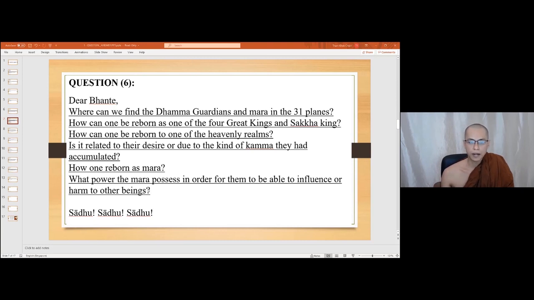And Mara is one of the naughty Devas from the highest sensual plane of existence, that is the Paranimmita Vasavatti. But he is not the king in that realm. He is just the one who does not obey the king. So, a disobedient one. This is the Paranimmita Vasavatti.